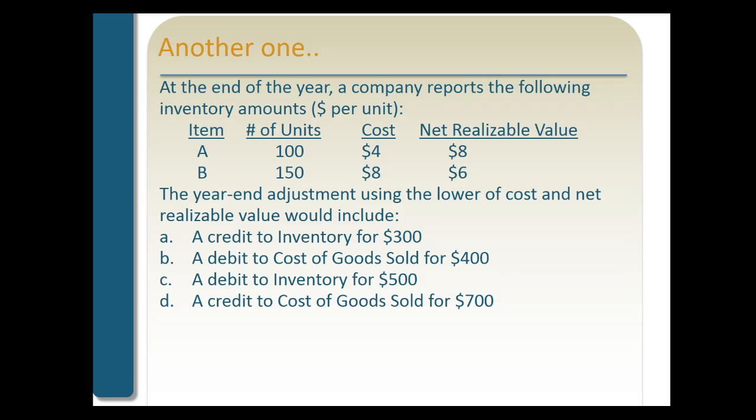The year-end adjustment using the lower of cost and net realizable value would include A, a credit to inventory for 300, B, a debit to cost of goods sold for 400, C, a debit to inventory for 500, or D, a credit to cost of goods sold for 700.